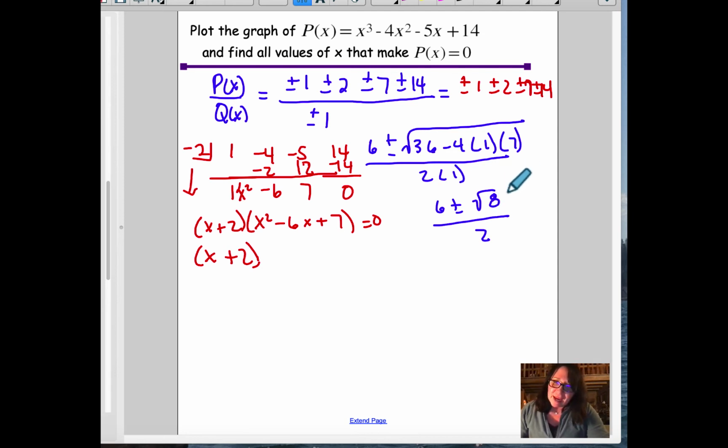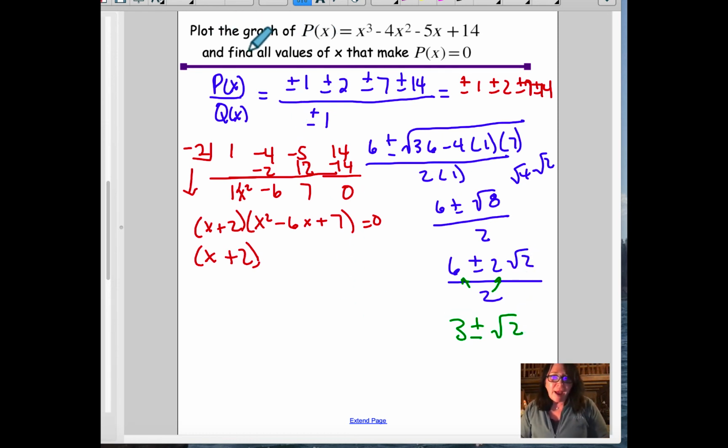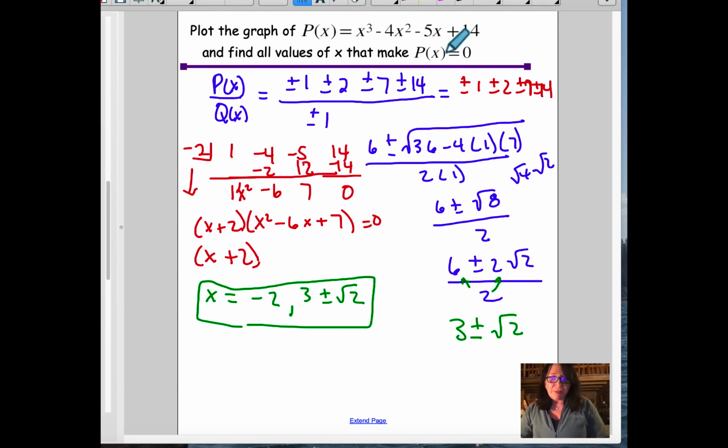So the square root of 8 is actually square root of 4 times square root of 2, which is 2 root 2. So I have 6 plus or minus 2 root 2 all over 2. So that 2 is going to divide into both of my numerators, leaving me with 3 plus or minus root 2. So plot the graph, find all the values of x. They just want me to find the values of x. Those are my zeros. So you would say x is at negative 2, comma 3 plus or minus the square root of 2, and these are all the values of x that would make p of x equal to 0.